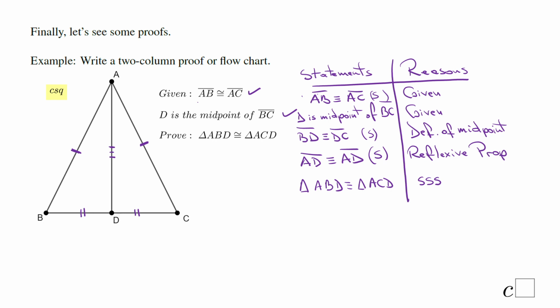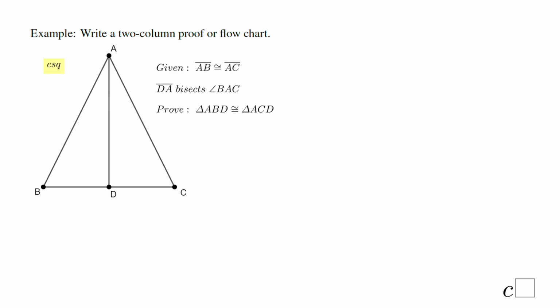The flowchart looks very, very similar. I'm going to show, in fact, the flowchart for the next problem, just to be sure you see both ways. Okay, so in this one we have given AB congruent to AC, very similar, right? These two are congruent, but now it says DA bisects angle BAC. That means these two angles are congruent, because that's the meaning of an angle bisector, how we call it. And now we need to prove the two triangles are congruent.